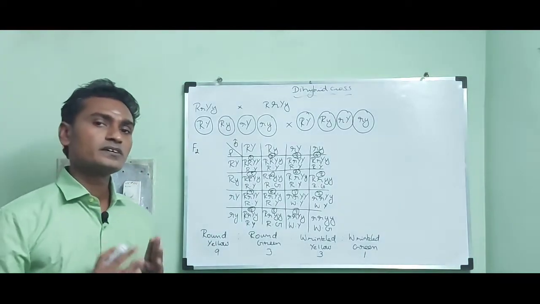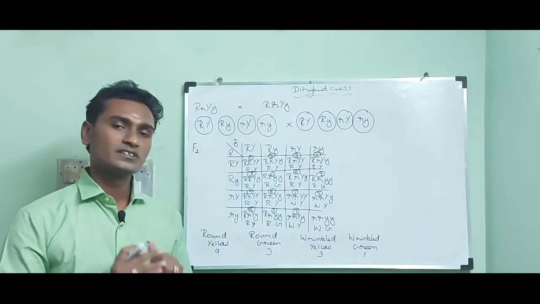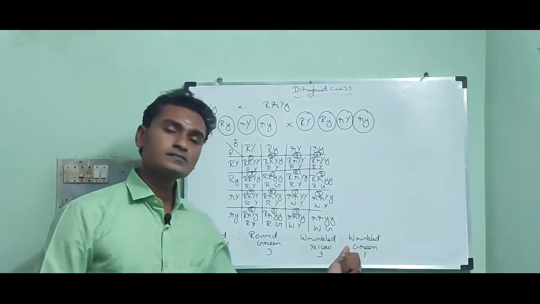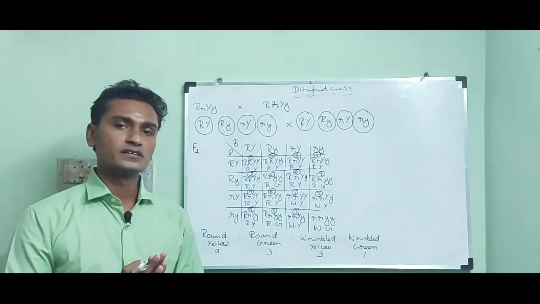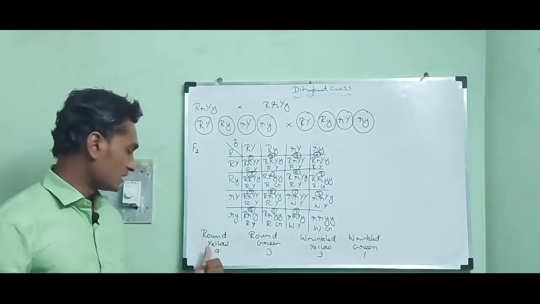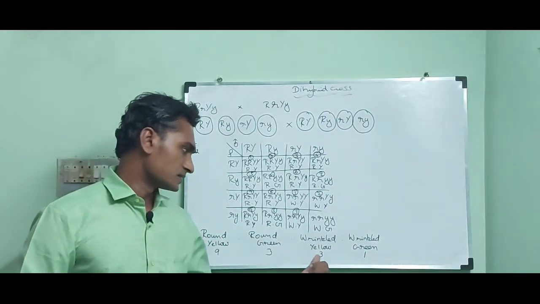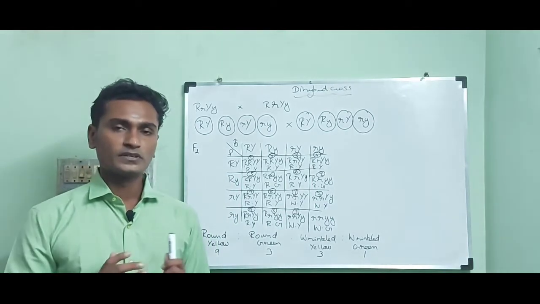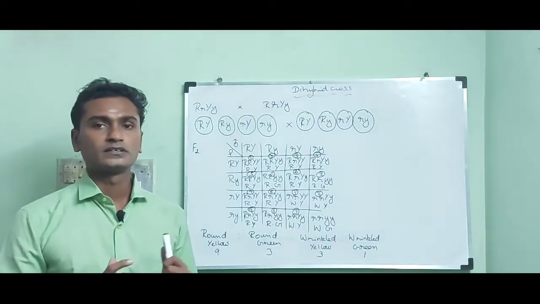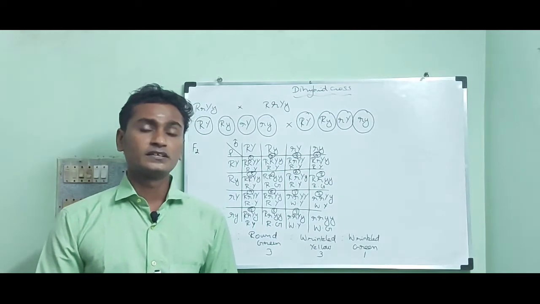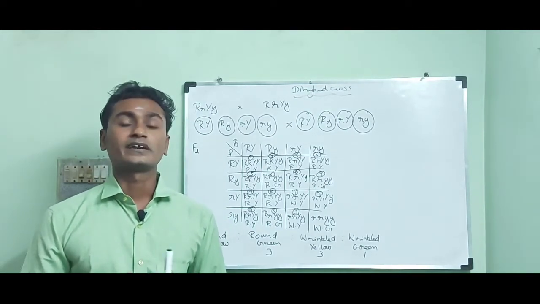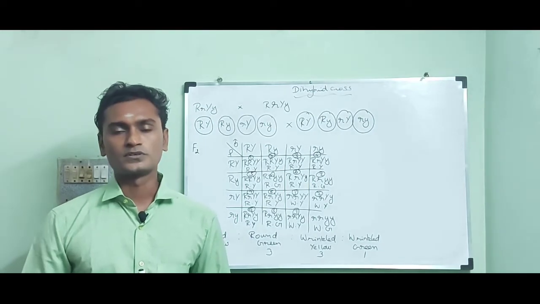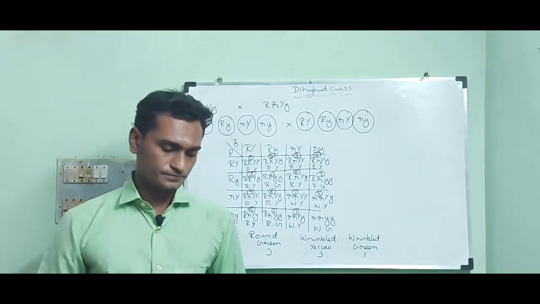So the phenotypic ratio of the dihybrid cross is 9:3:3:1. The phenotypic ratio of the dihybrid cross is 9:3:3:1. So this is how we do the dihybrid cross. Then I am going to explain the law of independent assortment, which was proposed by Mendel.